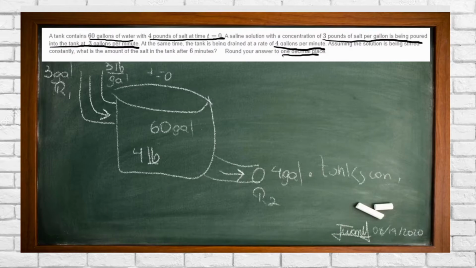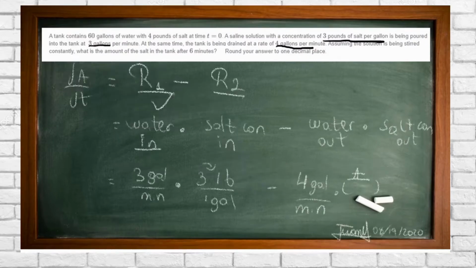But we know that the tank at time 0 is 60 gallons, but at time 1 it's not 60 anymore, because 3 gallons are entering in R1, but 4 gallons are going out. So at the end of the day, we are losing 1 gallon of water, draining the tank by 1 gallon each single minute. So we're going to get 60, which is our initial volume, minus t, because every single minute we're draining the tank by 1 gallon.